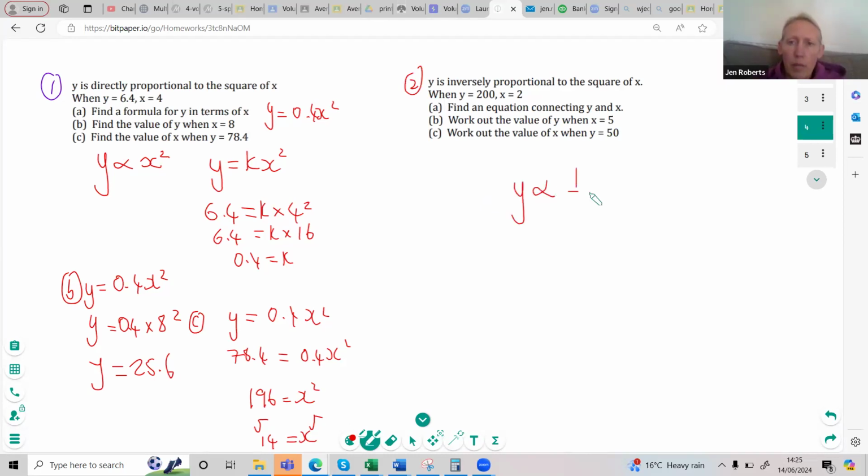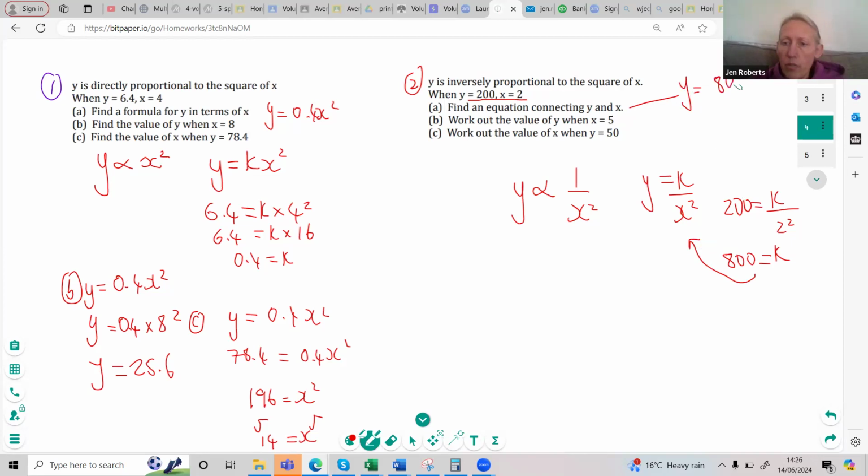So y is inversely proportional this time to the square of x, or x squared. Those are our values. We know y equals k over x squared. When y is 200, x is 2. 2 squared is 4. So to get k times both sides by 4, k is 800. We need to put it back into our formula. I'll put it back into here to get our equation connecting y and x. Y equals 800 over x squared.